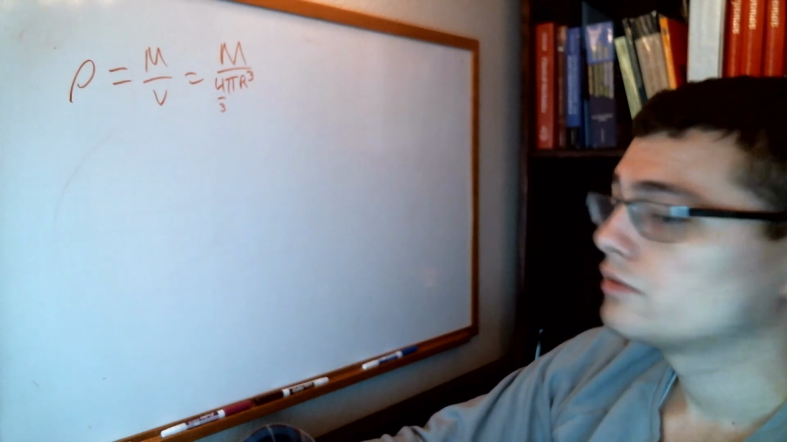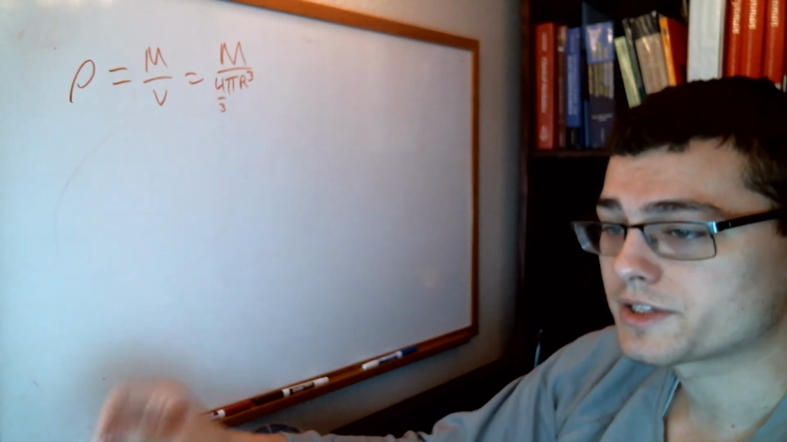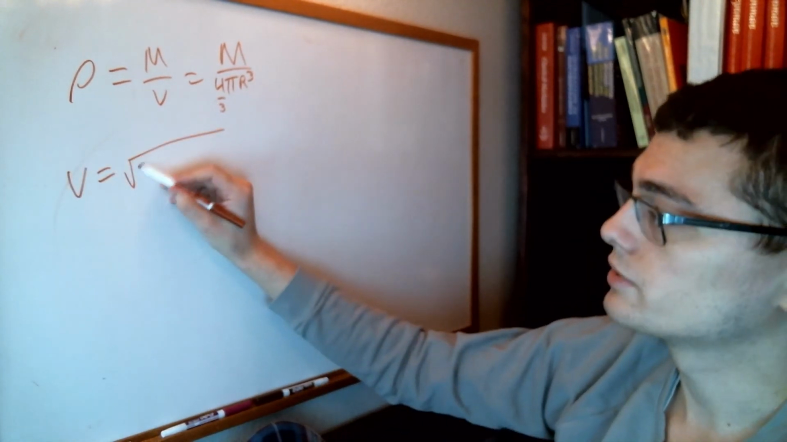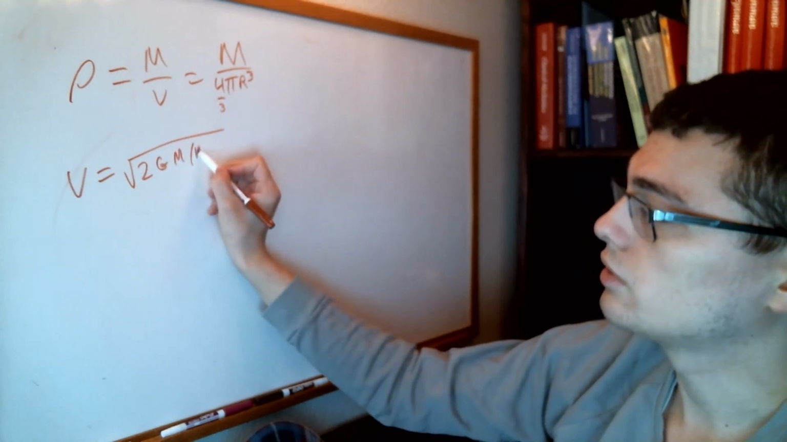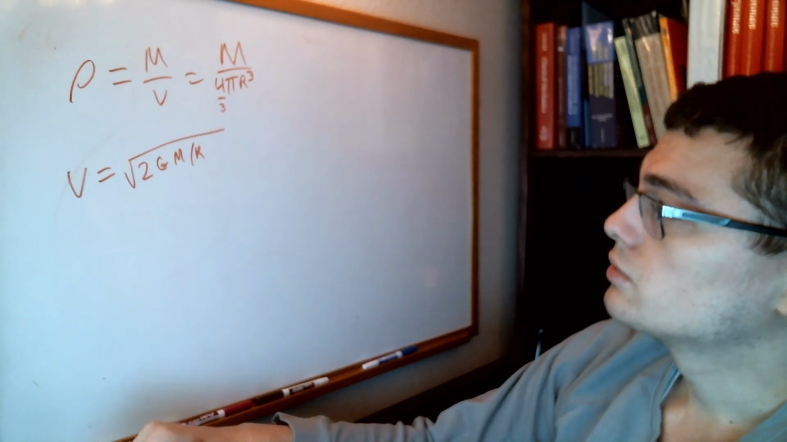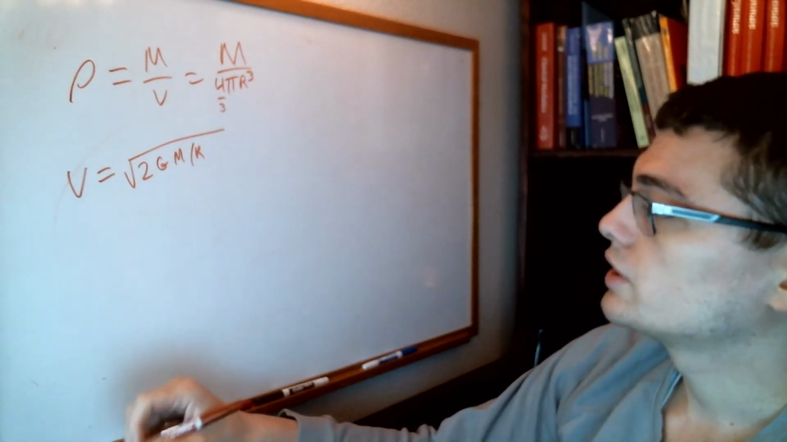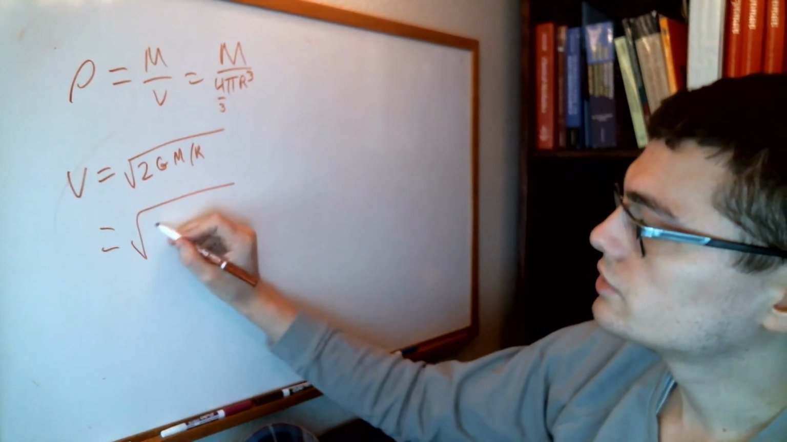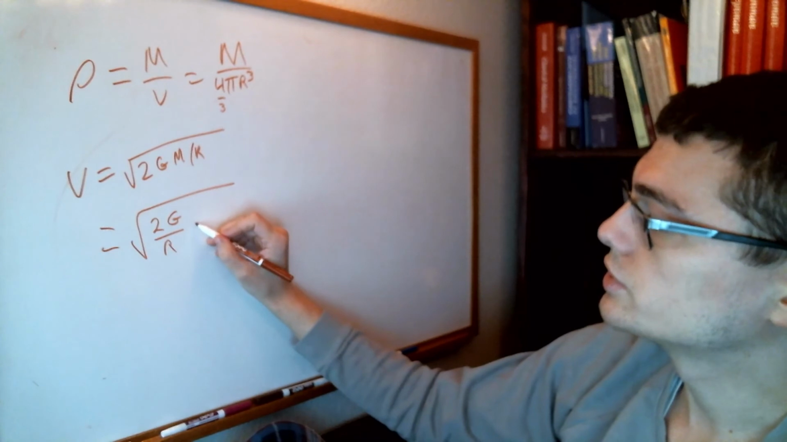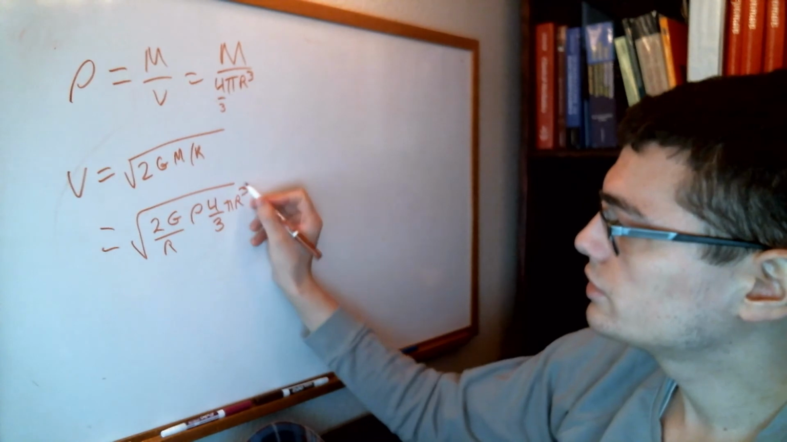For our escape speed, we found earlier in the chapter that for the surface of a spherical mass m with radius r, v is equal to the square root of 2GM over r. Then we plug in what m is, which is equal to our density rho times our volume V. So v equals the square root of 2G over r times m, which is rho times 4/3 pi r cubed.